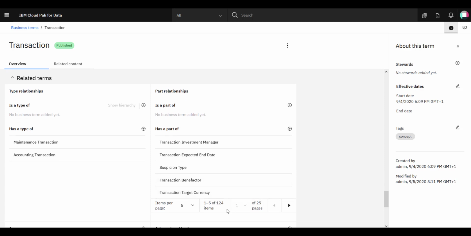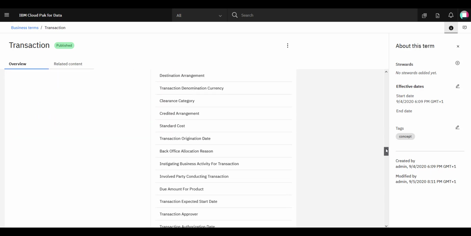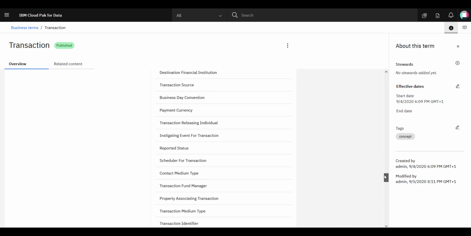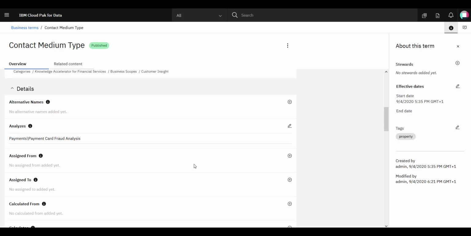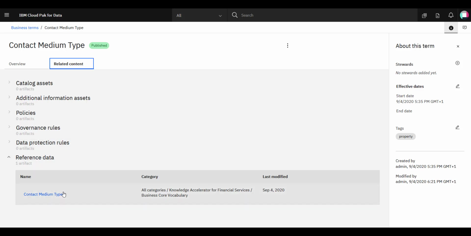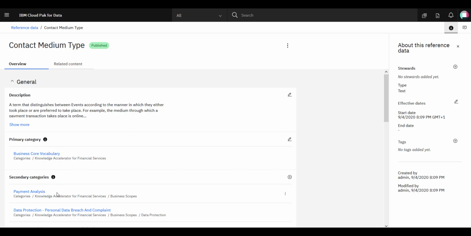These property terms are used to describe a concept term and relate concepts together. Transaction has 124 property terms. Properties can be amounts, codes, dates, and descriptions associated with the transaction, such as realized cost, transaction code, transaction identifier. Some properties define a set of reference data values. For example, contact medium type relates to a reference data set containing potential values of this property. This reference data can be extended or customized with values from your own data sources.